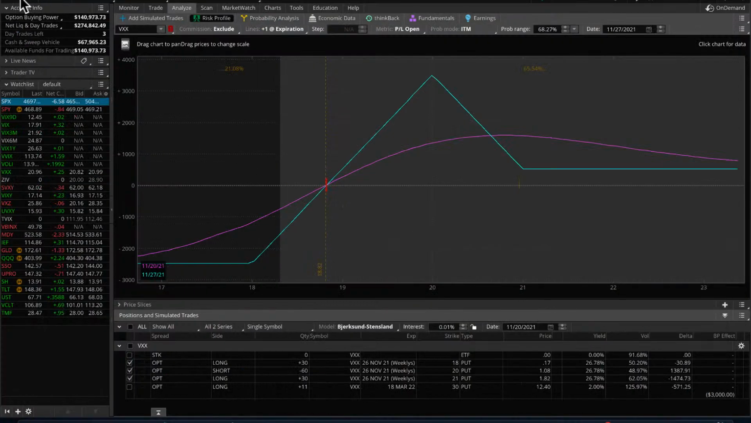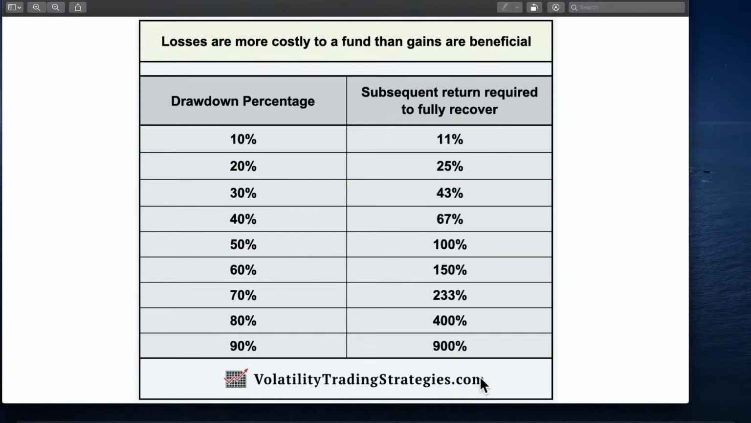I like to remind people as often as I can that losses are more costly to a fund than gains are beneficial. What this means is, compounded geometrically over time, when the VXX goes through those very difficult periods and suffers massive spikes, it's taking a lot longer to recover from those than a simple arithmetic 1-day regression. So if you suffer those drawdowns, it actually takes a lot longer to get back to break even. For example, if you have a 50% drawdown, it could take a full 100% subsequent rate of return just to get back to break even.